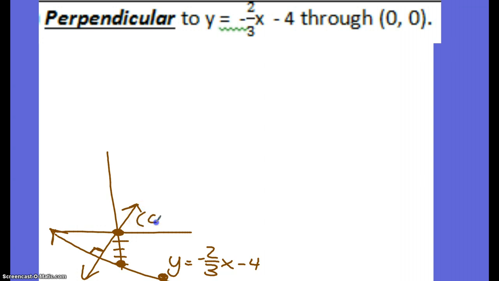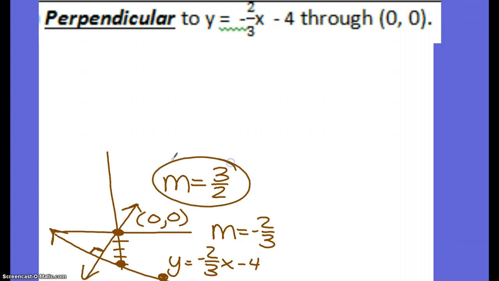And we need to go through the point 0, 0. So our slope is negative 2/3. So if we want perpendicular slope, it's going to be positive, and we need to flip it. So it's going to be 3/2, 3/2. That's going to be the slope. We need to go through the point 0, 0, which actually is a y-intercept.